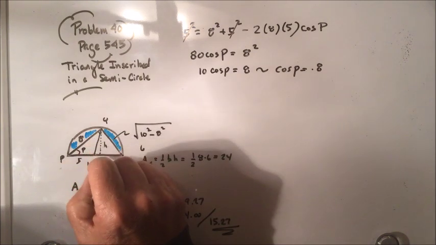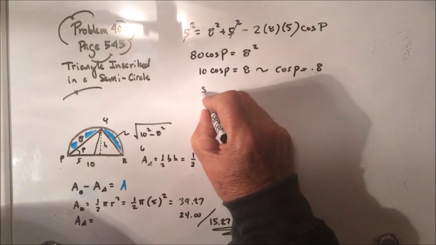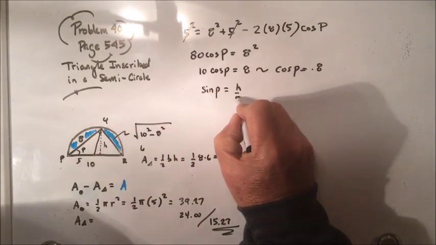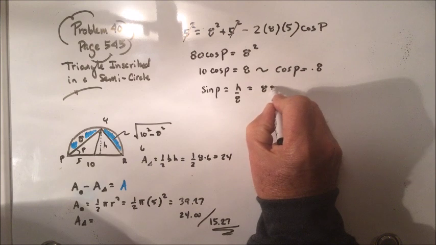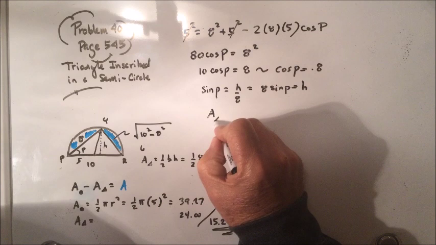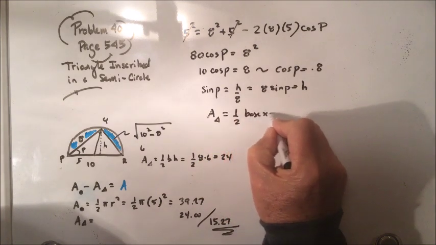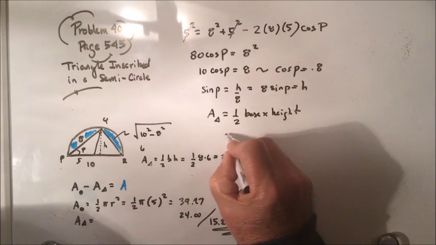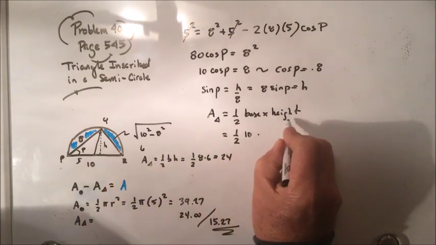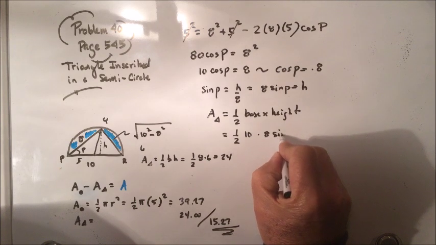Drop this height so it's perpendicular to this side. So the sine of P is equal to h all over 8. Gee, there's a lot of 8's in this problem. Okay, so I'm ready to say that the area of the triangle is 1/2 the base times the height. And the base in this case is 10, the diameter, and the height is 8 sine P. So what am I doing?